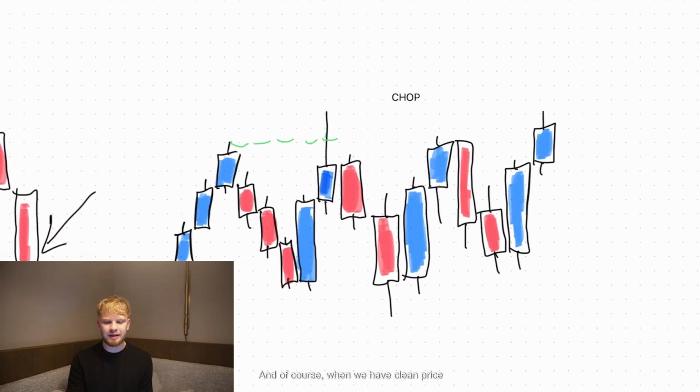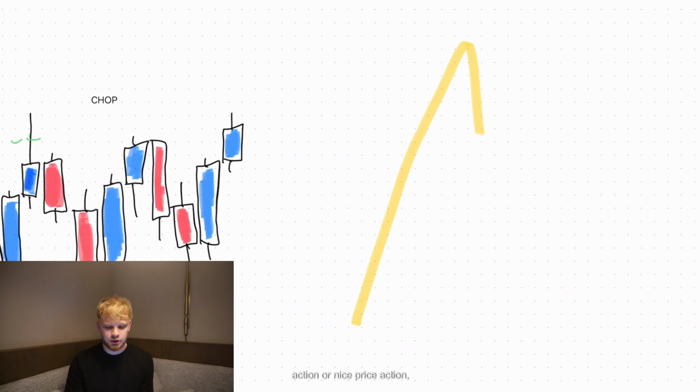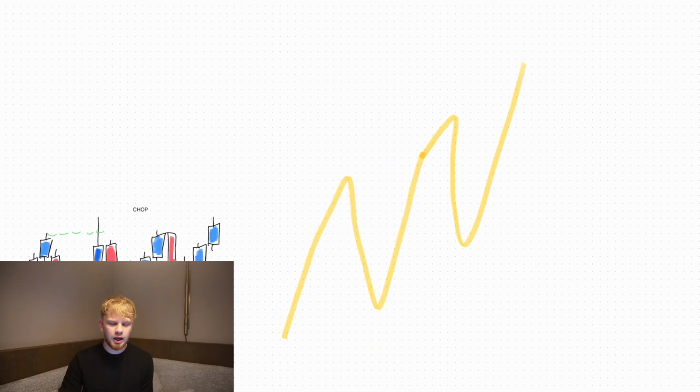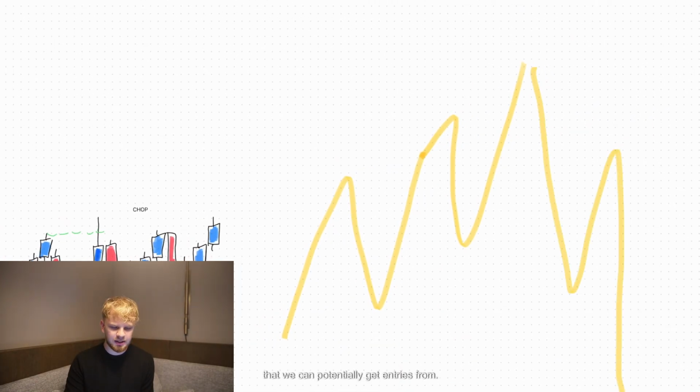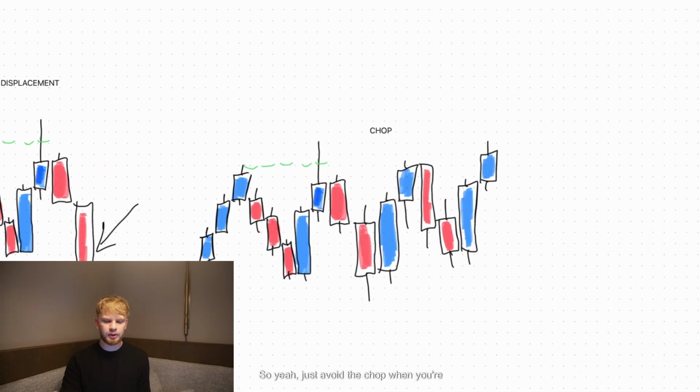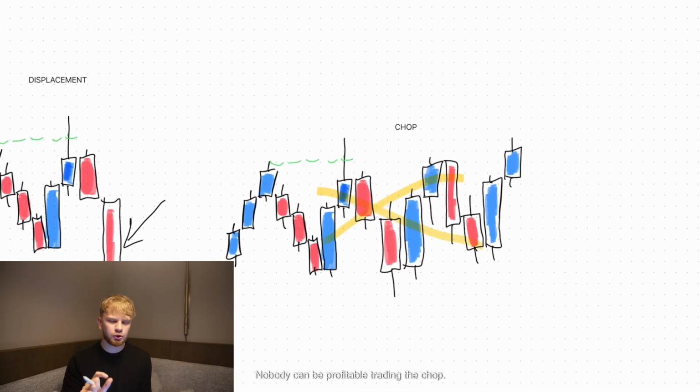And of course, when we have clean price action or nice price action, that is when we are creating nice higher highs, nice higher lows. We're coming in, we're creating fair value gaps that we can potentially get entries from. So yeah, just avoid the chop when you're trading. Nobody can be profitable trading the chop.